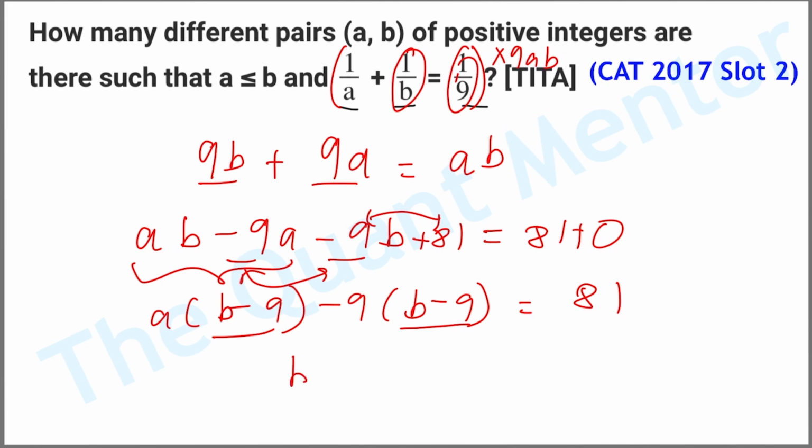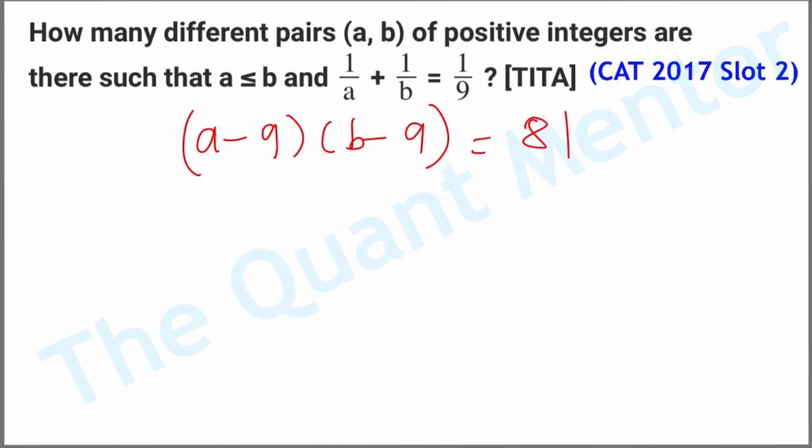So now take b minus 9 common. What remains is simply a minus 9. (a minus 9) into (b minus 9) is 81. So finally, it all boils down to finding the number of positive integral solutions for (a minus 9) into (b minus 9) is equal to 81. The condition is a should be less than or equal to b.